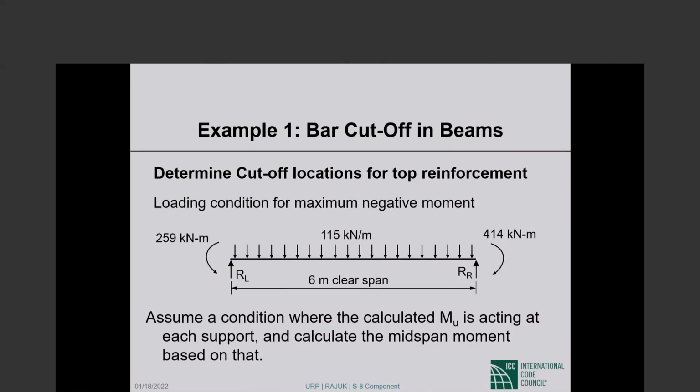Now loading condition, now the top reinforcement cutoff. Remember, we have 4 number 32 at one support, 4 number 25 at the other support. So loading condition for maximum negative moment. We take the maximum negative moment from page 1. Okay, so assume a condition where the calculated M sub U is acting at each support and calculate the midspan moment based on that.